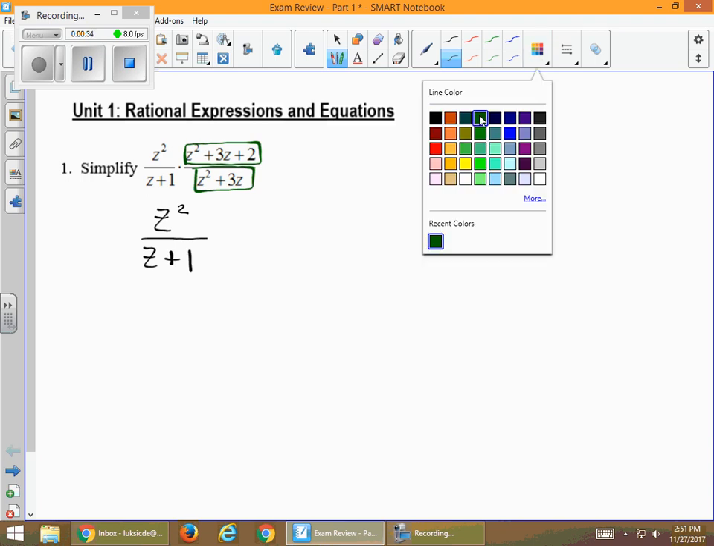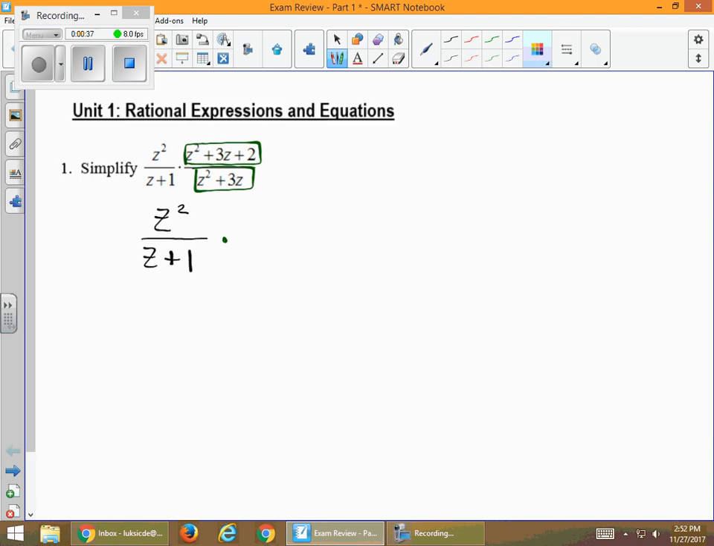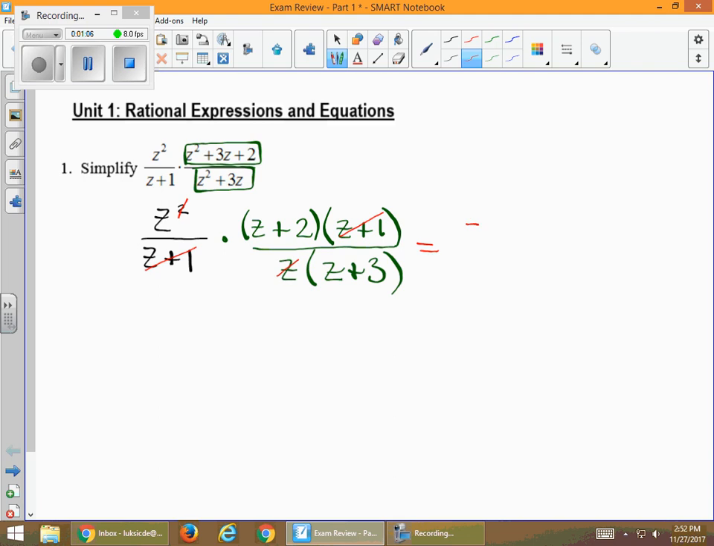And we'll multiply that guy here. So z squared plus 3z plus 2, z plus 2, z plus 1, and z squared plus 3z, I can GCF out a z. Don't get too cancel happy here. We can cancel the z plus 1s. We can cancel one of the z's. So my final answer is z times z plus 2 all over z plus 3.